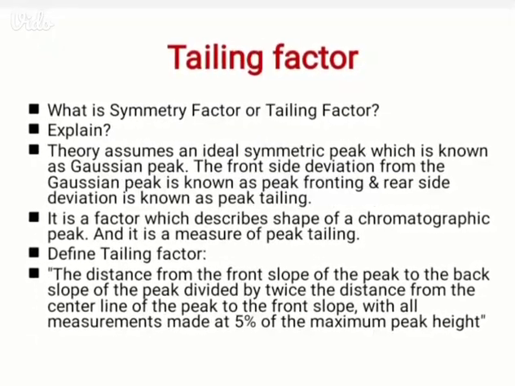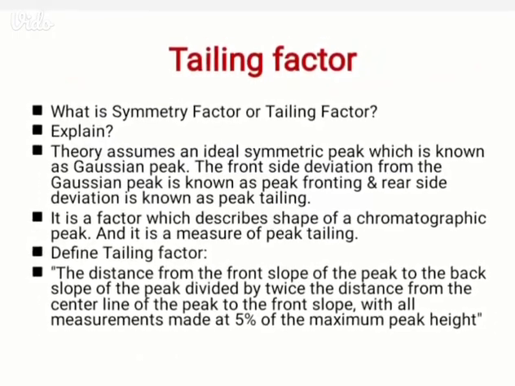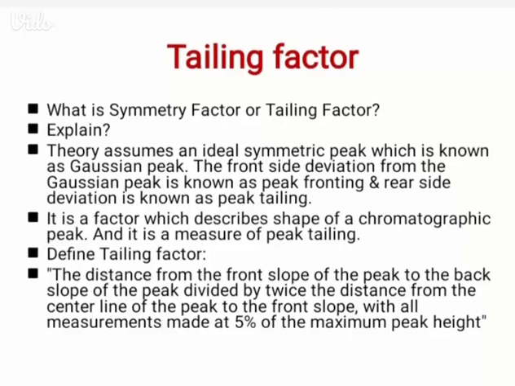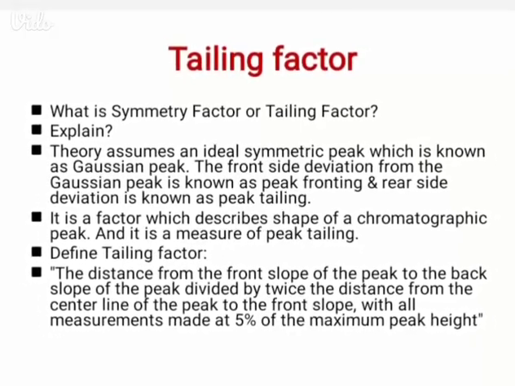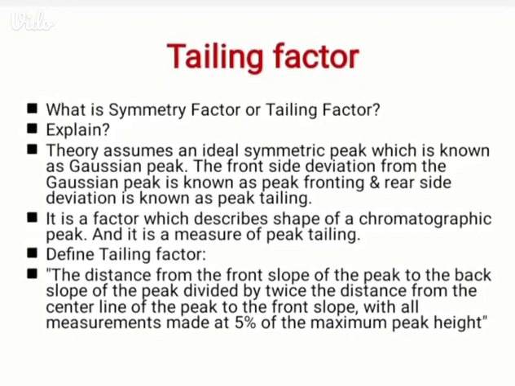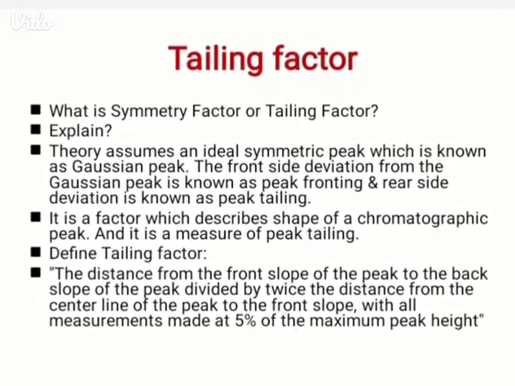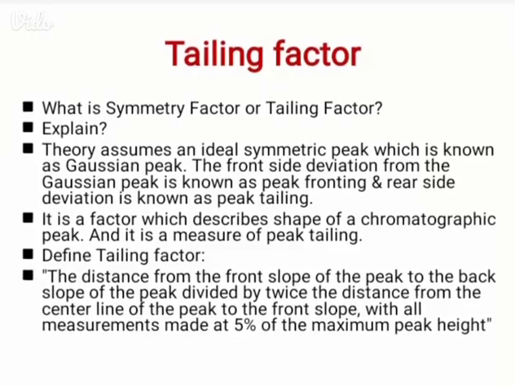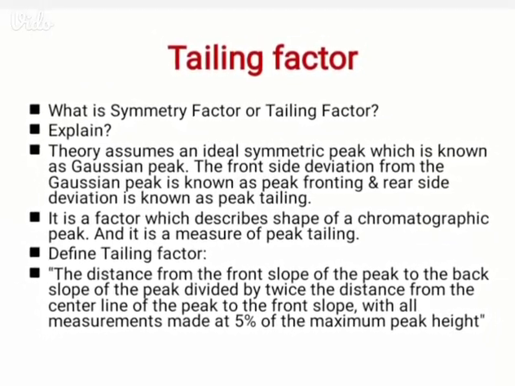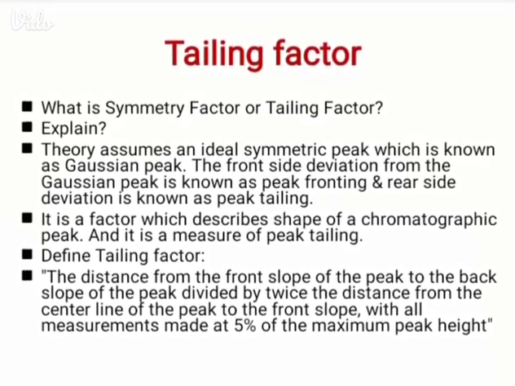The first one is the tailing factor. Tailing factor is also called the symmetry factor. Theory assumes an ideal symmetric peak, which is known as a Gaussian peak. The front side deviation from the Gaussian peak is known as peak fronting, or the rear side deviation is known as peak tailing. So peak tailing and peak fronting are the two concepts regarding your tailing factor.